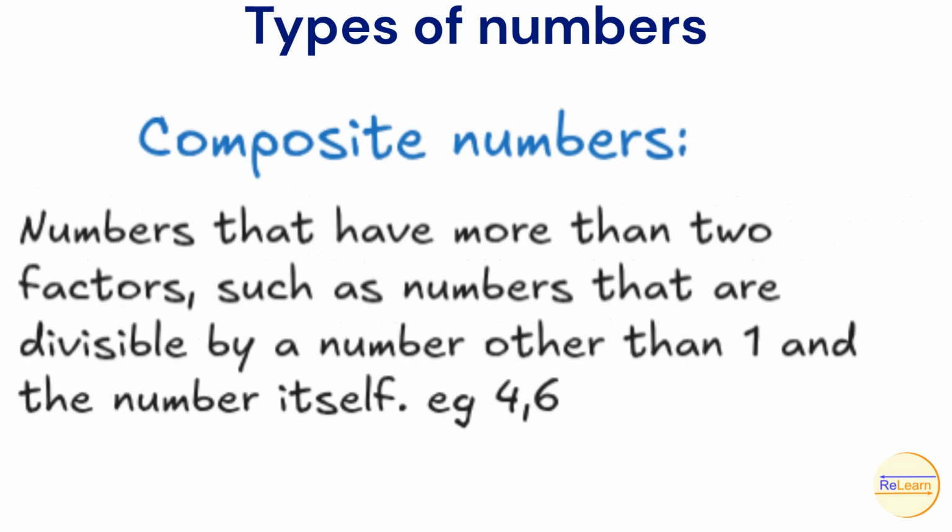Composite numbers: numbers that have more than 2 factors, such as numbers that are divisible by a number other than 1 and the number itself.